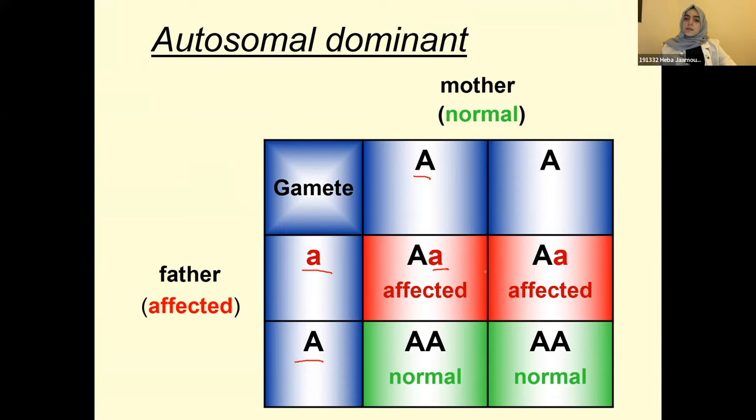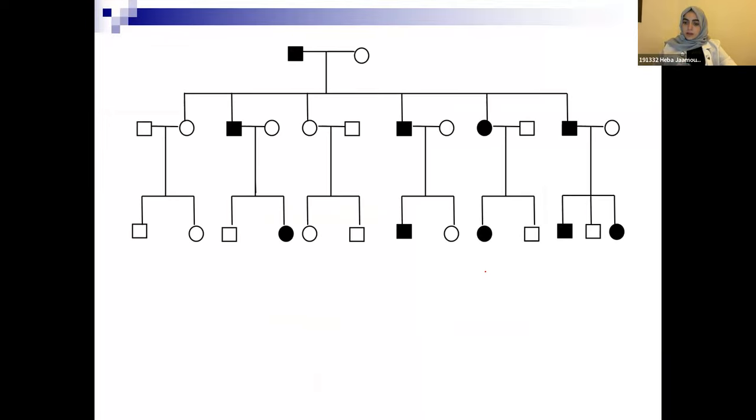By the way, it doesn't matter if the mother or the father is the affected one, as long as one of them is affected. So the mutation is passed on 50% of the time. Okay, any questions when it comes to this? But let's look at more features of the autosomal dominant pattern, okay?